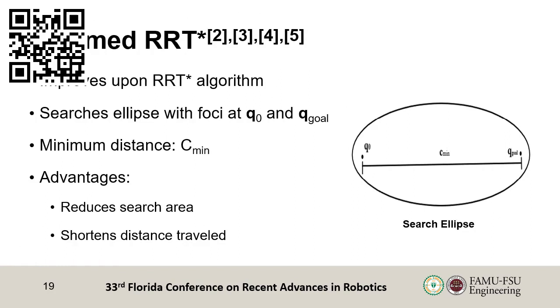The informed rapidly exploring random tree star algorithm improves upon the RRT star algorithm because it searches an ellipse with foci located at the start and goal configurations. The figure on the right shows the search ellipse. The minimum distance between the start and goal configurations is Cmin. The advantage of this method is that it reduces the size of the search area to the elliptical area in close proximity to the start and goal configurations. Because the search trees only include points nearby to the start and goal, the generated routes are much shorter.